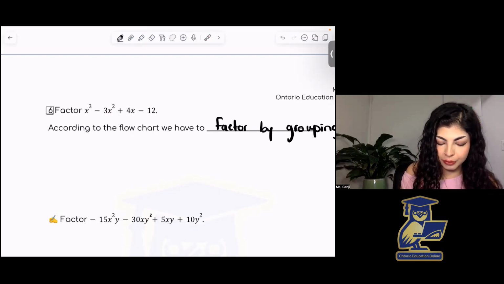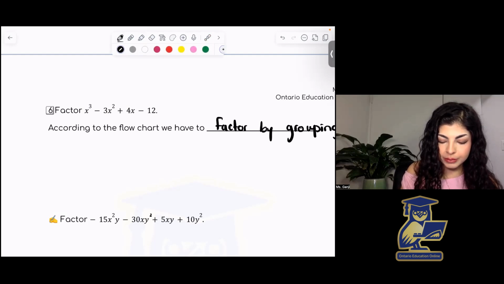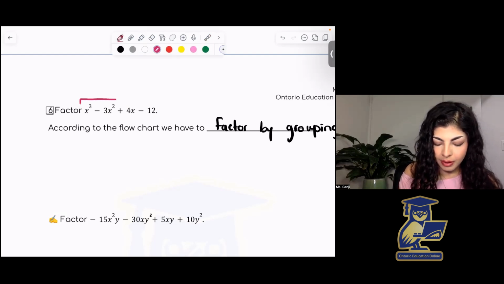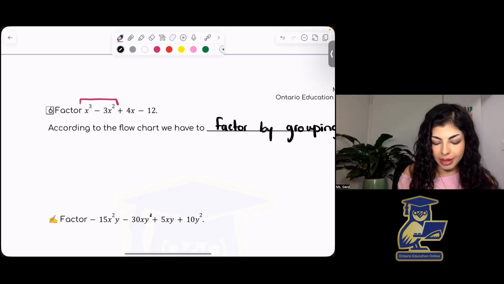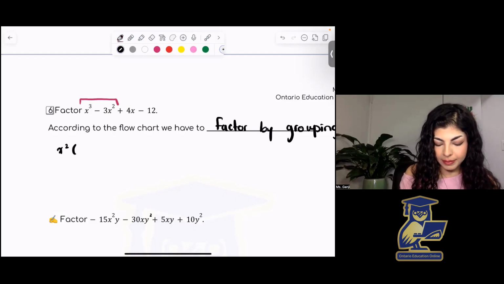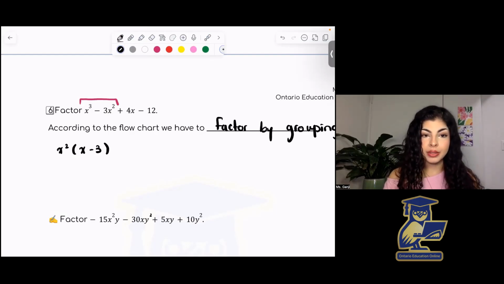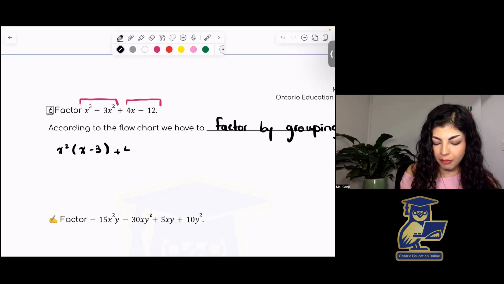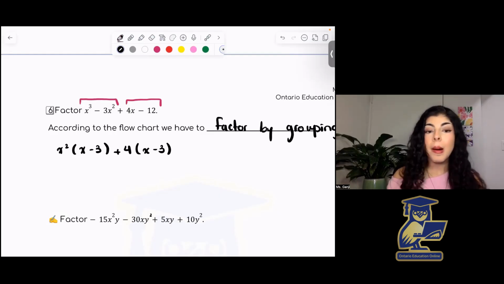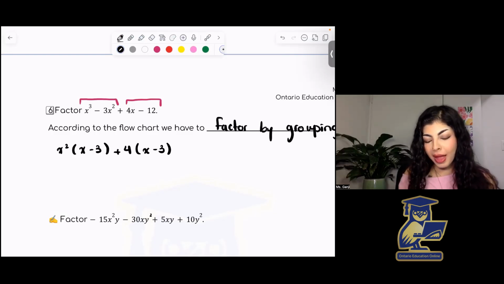So let's look at the first 2 terms. x cubed minus 3x squared. They both have an x squared in common. And if we factor out, we get x minus 3. Looking at the next 2 terms, I see they also have a 4 in common. And if I factor out, I get x minus 3. But you're not done yet.